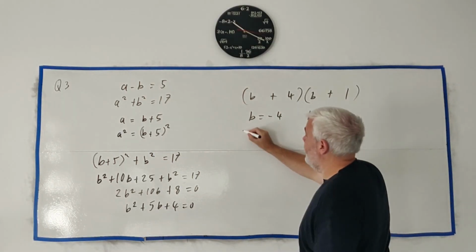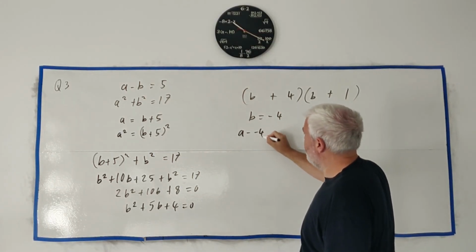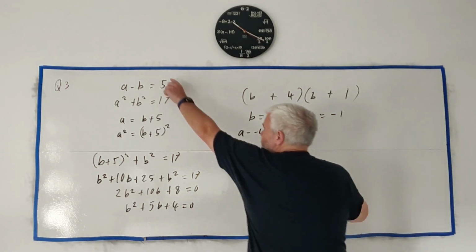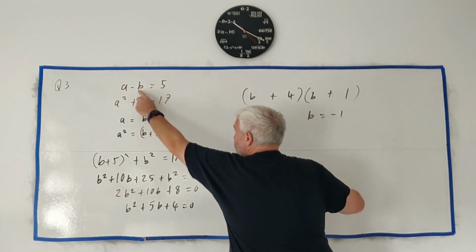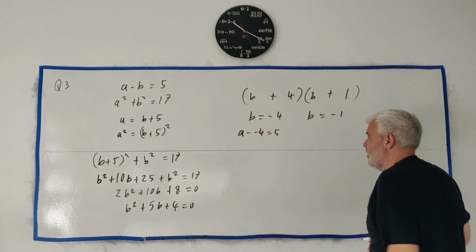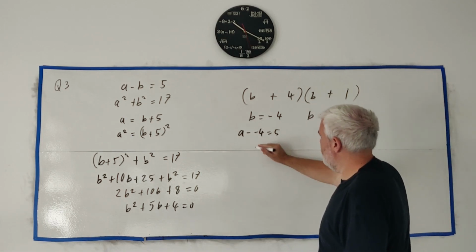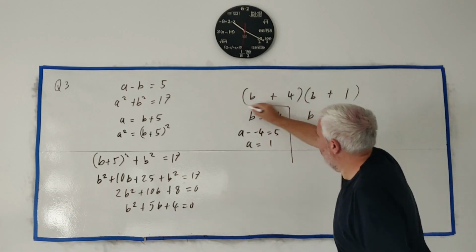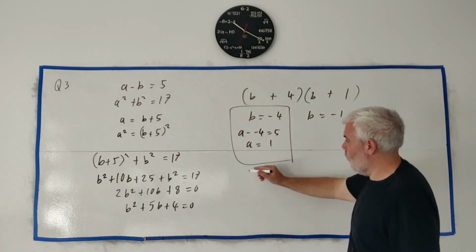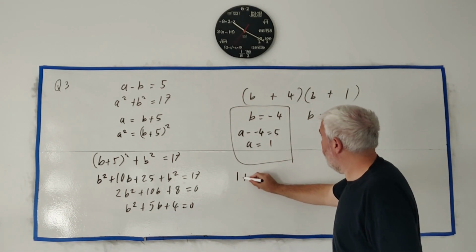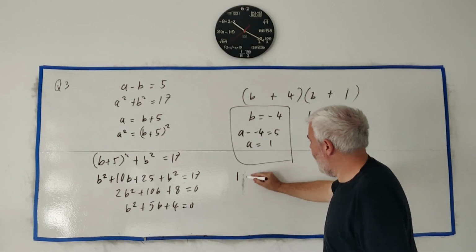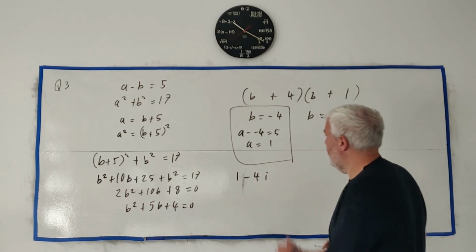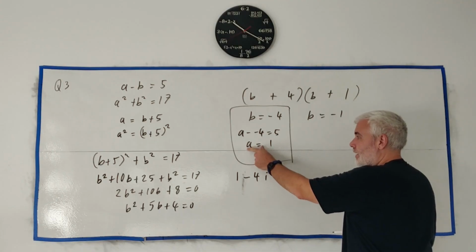We still need a. With b equal to minus 4, a minus 4 is equal to 5. That's this first line here: a take away whatever b is equal to 5. That's a plus 4 equals 5, so a is equal to 1. These answers go together. Remember what they should look like: 1 minus 4i.